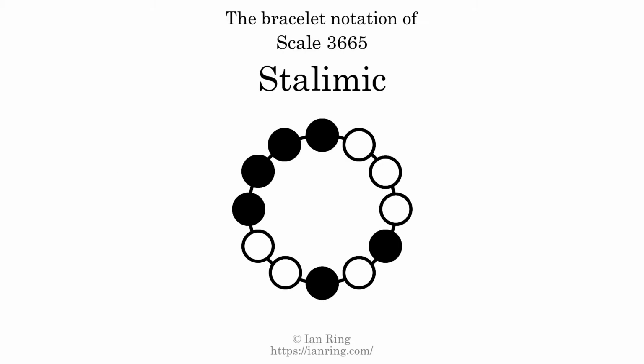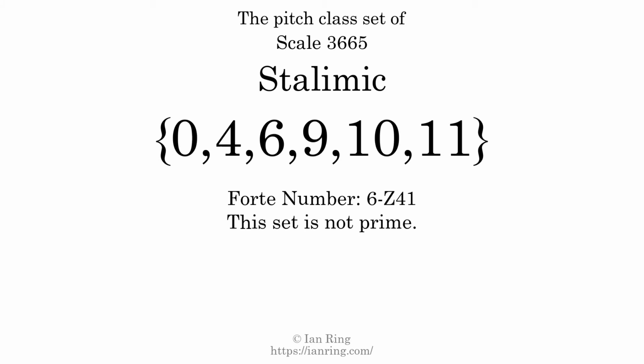This is a bracelet notation diagram of scale 3665. The shaded circles represent tones that appear in the scale, and they are read clockwise, starting at the top. The pitch class set for this scale is 0, 4, 6, 9, 10, 11. The forte class is 6Z41. This set is not prime.